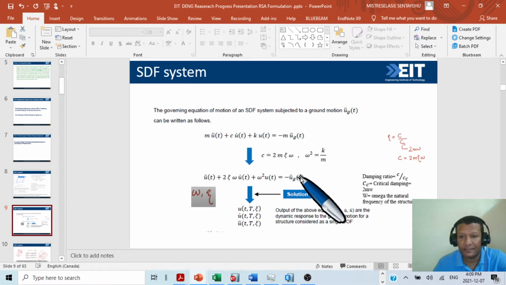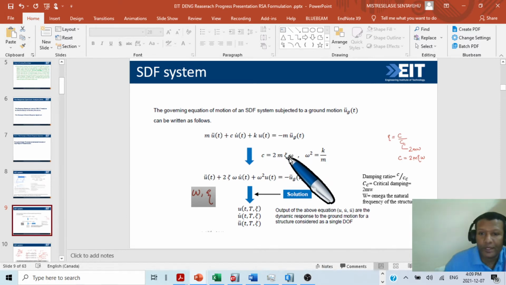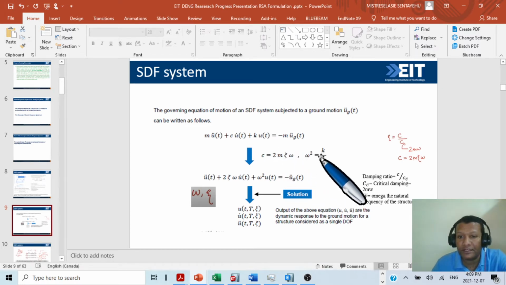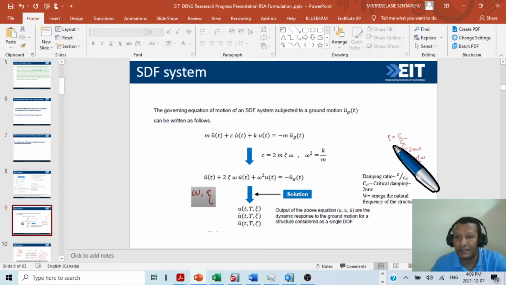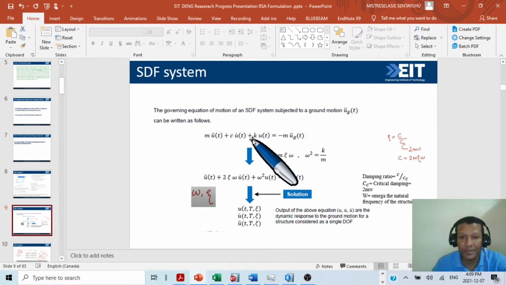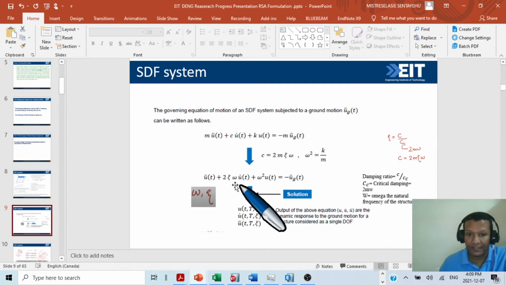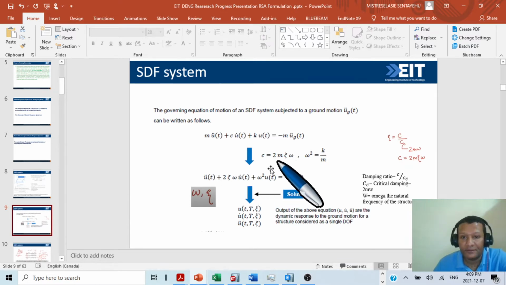From this, our damping C is 2m xi omega. From where do we find this formula? We know omega squared is equal to k over m from classical modal analysis, and the damping ratio is equal to C over critical damping. Our critical damping is 2m omega, so C is equal to 2m xi omega. So we will replace C with 2m xi omega here. After that we will divide by m on all sides, so the mass will be eliminated.